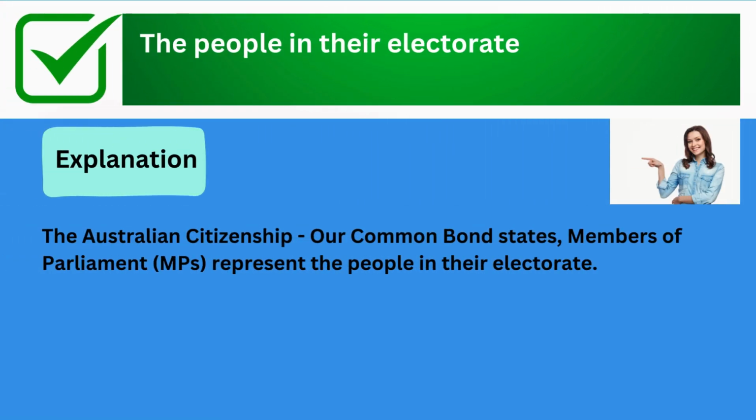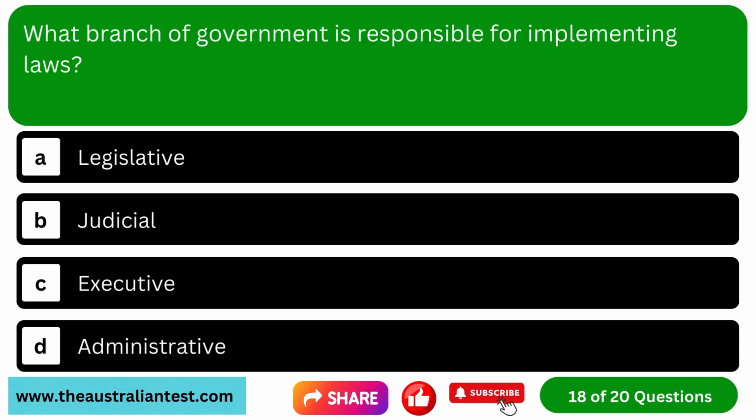The correct answer is the people in their electorate. Explanation: the Australian Citizenship: Our Common Bond states members of Parliament represent the people in their electorate. Question 18. What branch of government is responsible for implementing laws? Option A, legislative. Option B, judicial. Option C, executive. Option D, administrative.